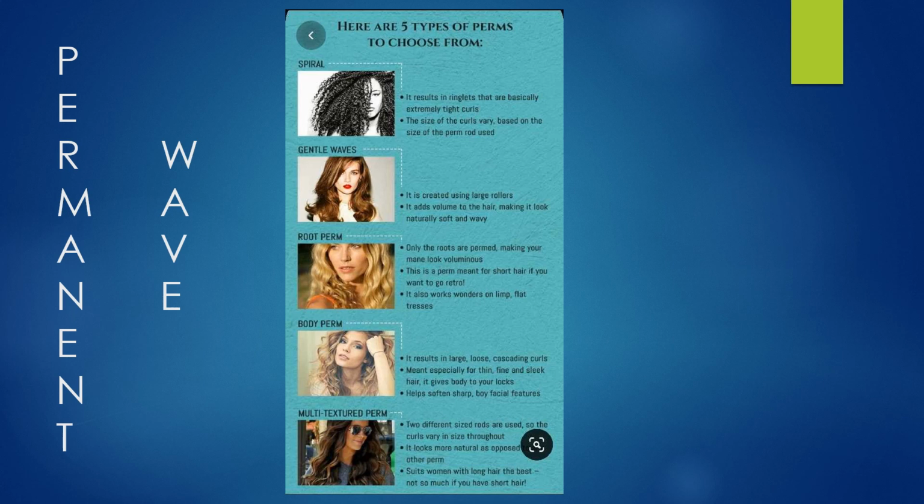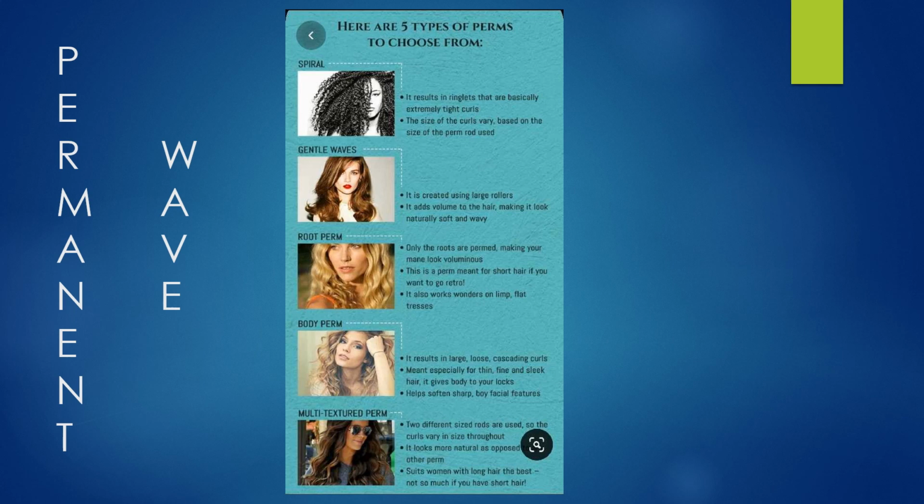Your fourth perm is a body perm. It is a result of large, loose, cascading curls, meant especially for thin, fine, and sleek hair. It gives body to your locks, and it helps soften sharp facial features.